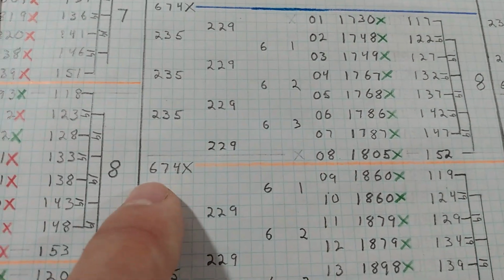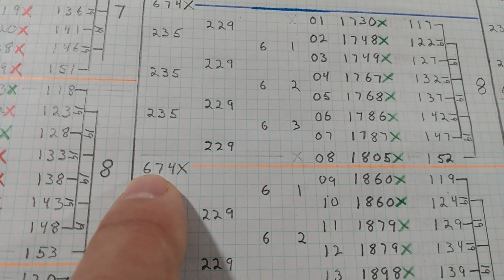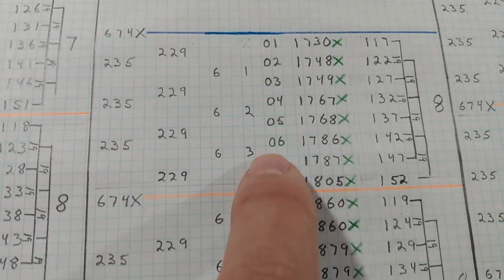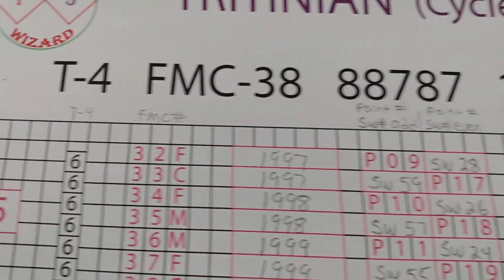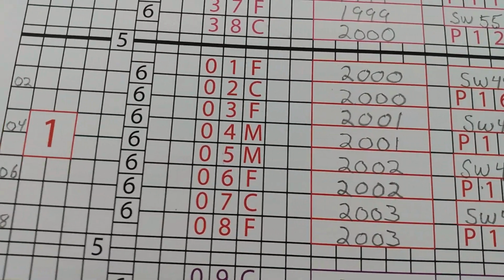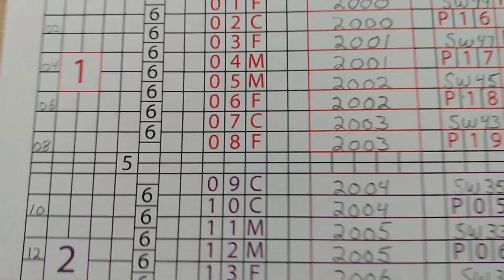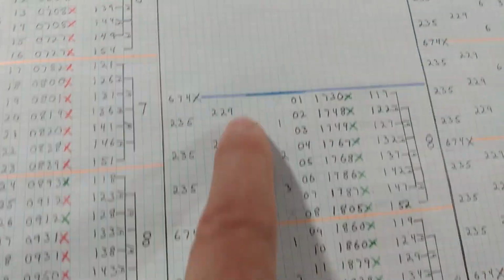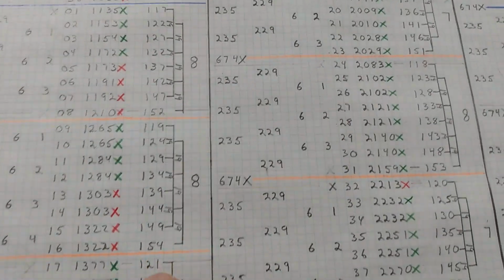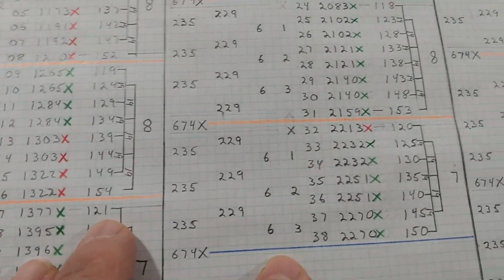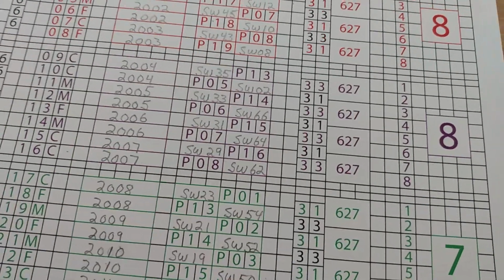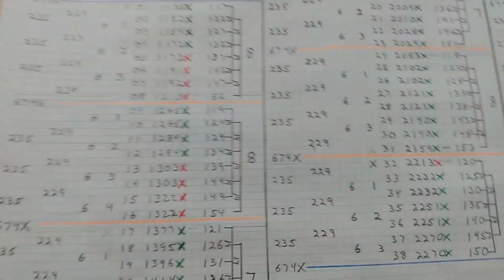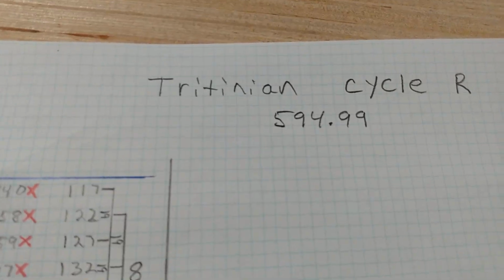This one right here has a 674 moon count separator between groups. As you can see, it's going 1, 2, 3, 4, 5, 6, 7, all the way down to 8. Same thing over here on this one, 8, and then separated by the 5. This one right here, again, is 18.03 years. This block right here, this cycle right here is 594.99 years, which is 33 of these cycles. 18.03 times 33 equals 594.99 years.